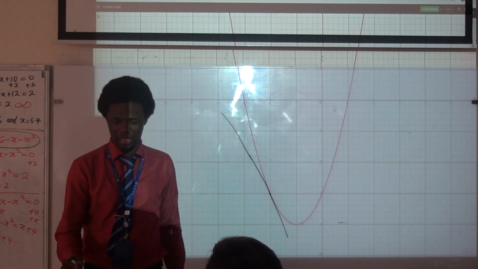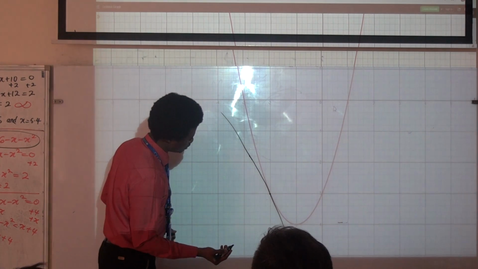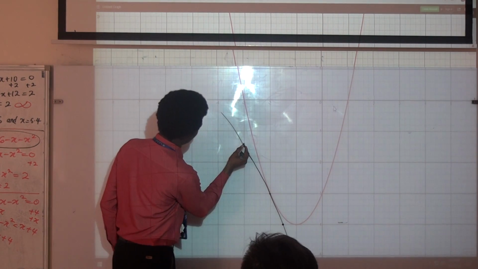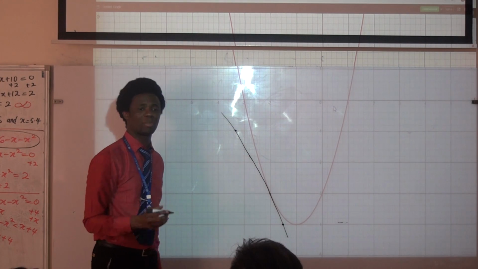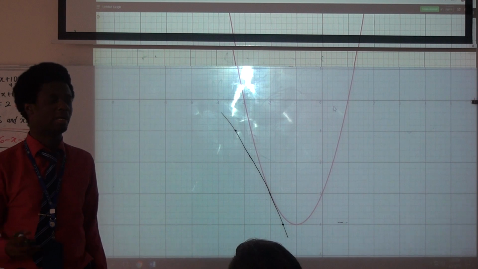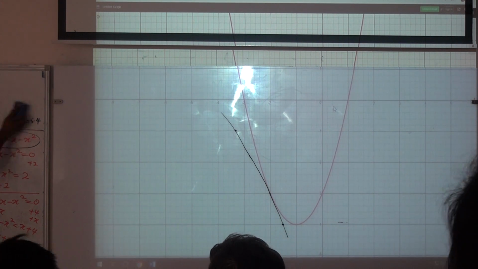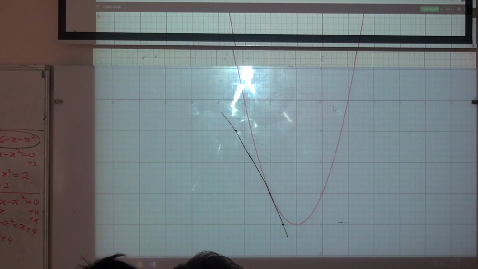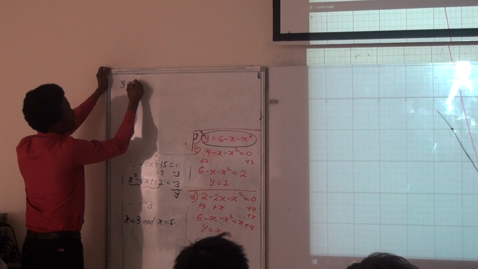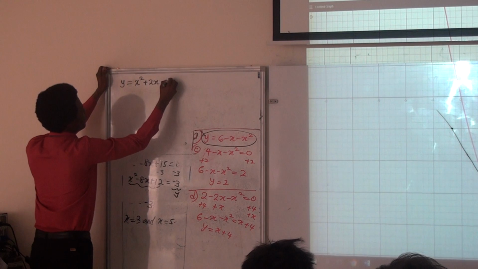What is the next thing after that? Find the gradient. Choose any easy point, like I said. If I choose something like this, your gradient should be minus something. Minus 2, minus 1.9. Actually, I can do the gradient without all that, to check which answer is correct or which one is close to it. What is the equation of the graph again? y equals x squared plus 2x minus 3.